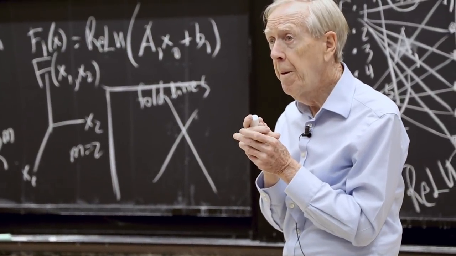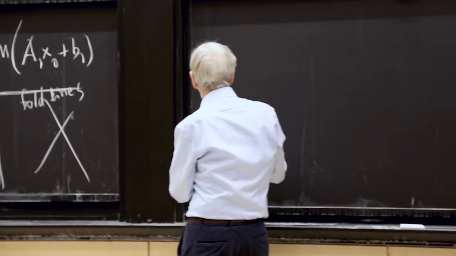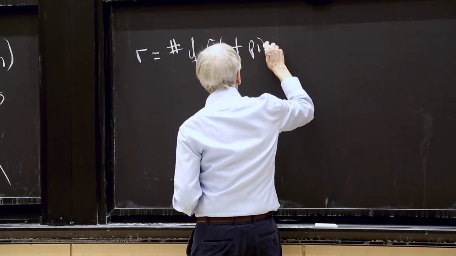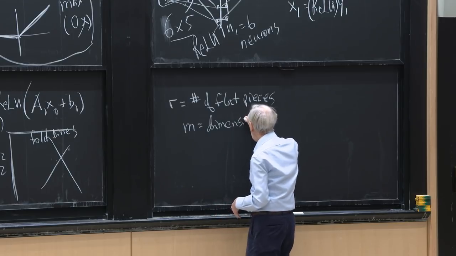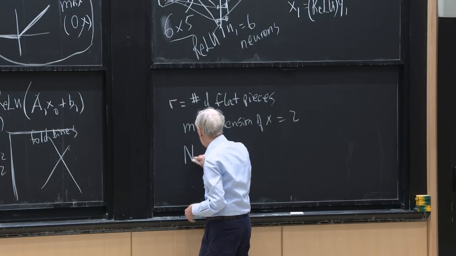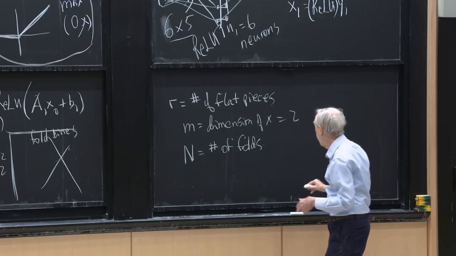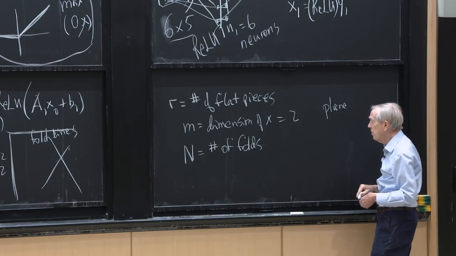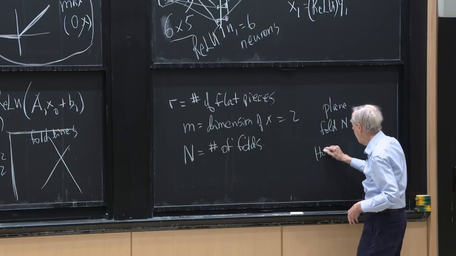Can I get up to three folds? So I'm going to look for the number of pieces. So let me just get a notation. Maybe R. R is the number of flat pieces. And M is the dimension of x. In my picture, it's 2. And n is the number of folds. So let me say it again. I'm taking a plane, plane because the dimension was 2. I'll fold it n times. How many pieces? How many flat pieces?